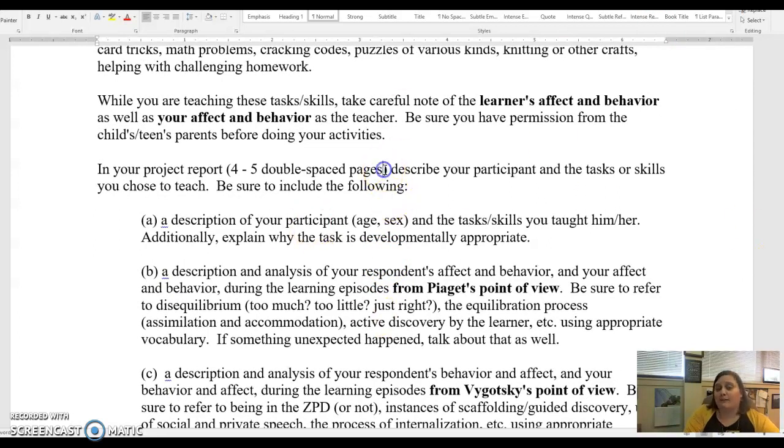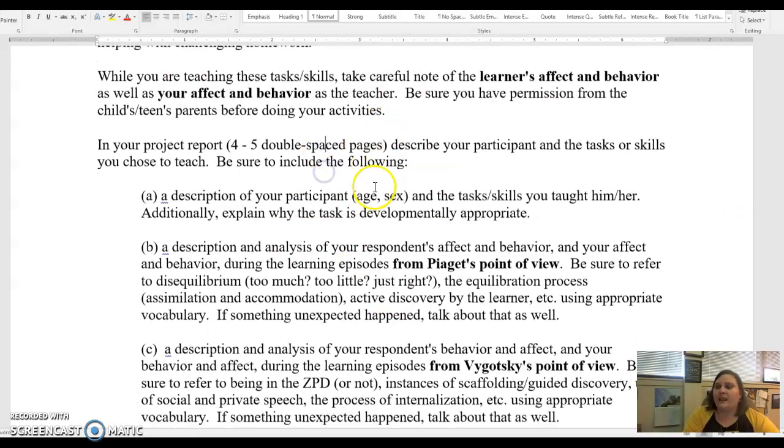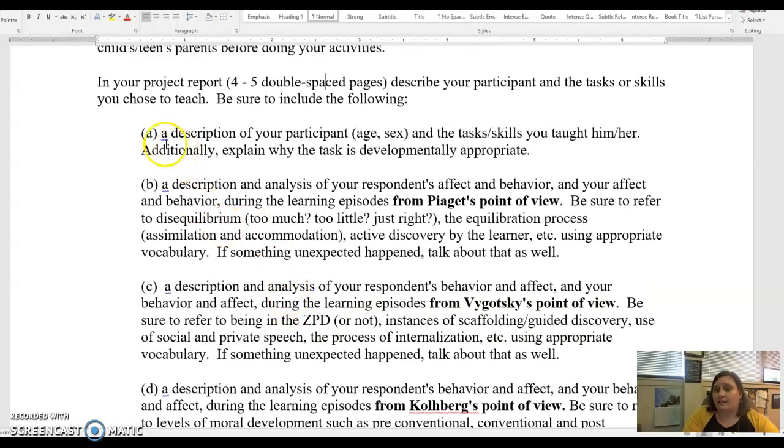So your paper is going to be 4 to 5 pages, double spaced, Times New Roman, 12-point font. That's pretty standard. And the paper is broken up into these different sections. So the first thing that you're going to do is describe your participant. How old were they? What was their sex? And then what were the things that you taught them? And then you're going to explain why those things were developmentally appropriate.